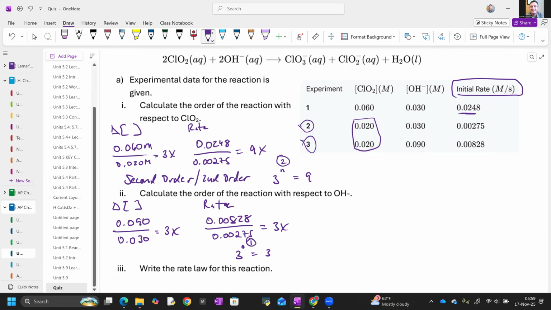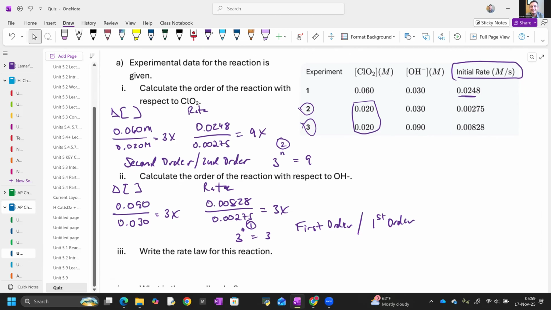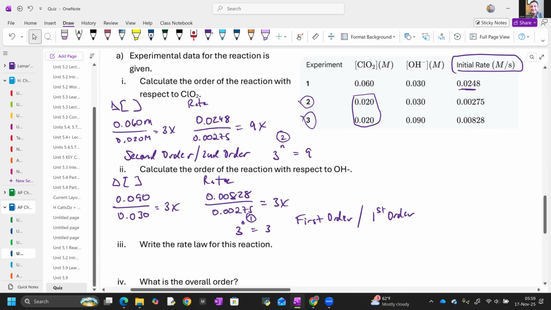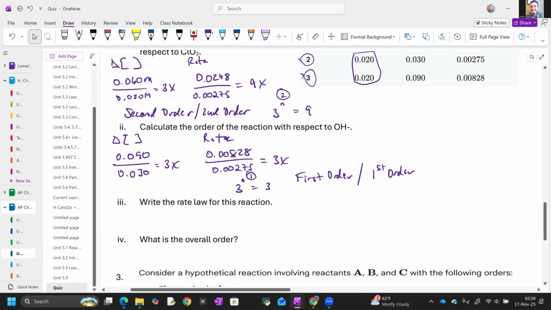Or we can use the definition and say that the change in the rate is directly proportional to the change in concentration, which is defined as being first order. So this is first order, or you can say first order, however you want to say it. All right. So we write the rate law for this reaction.